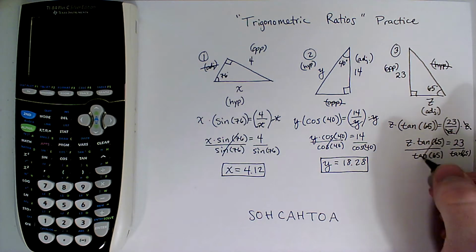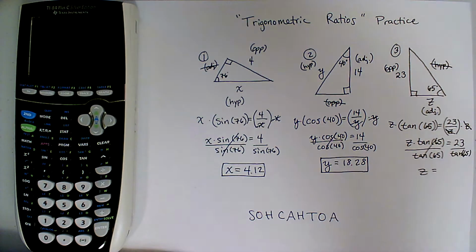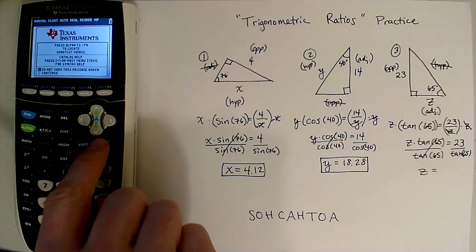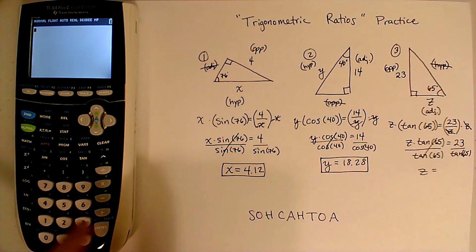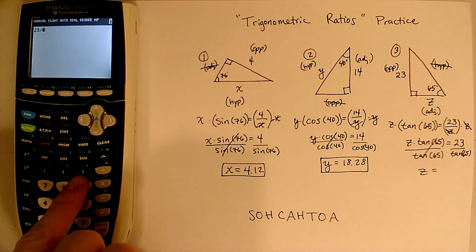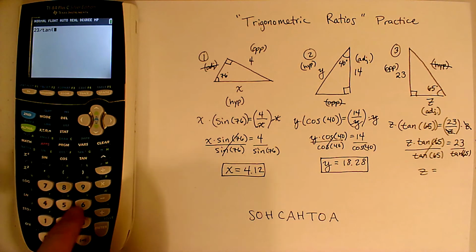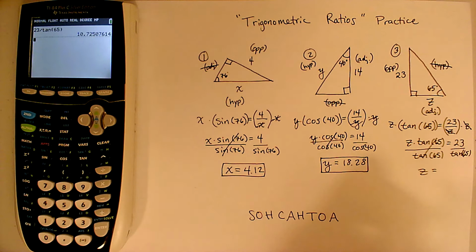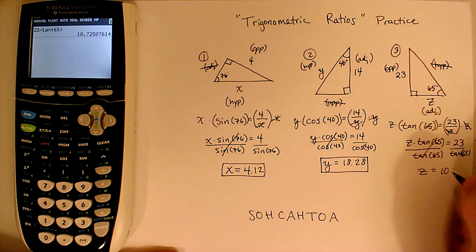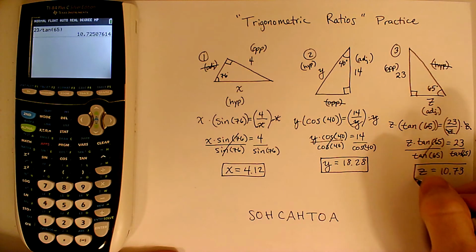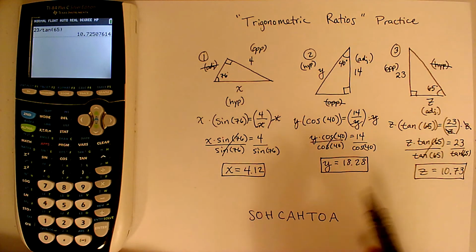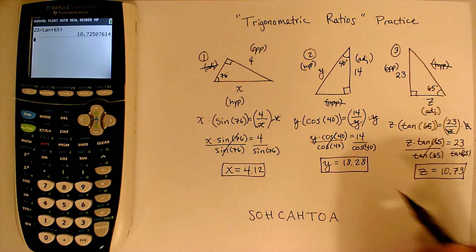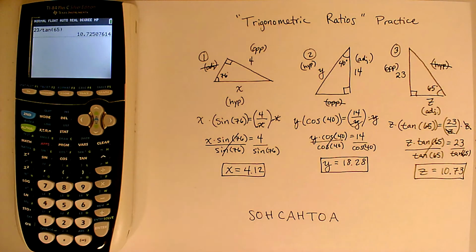So z equals, and I'll show you how to punch this in. You're going to type in 23 divided by tan, which is directly above the 9 key, a couple buttons above the 9 key, tan of a 65, close it and hit enter, and that's going to give you 10.73 approximately. And that's how you find sine, cosine, and tangent of missing sides when the variable is on the bottom of a fraction.